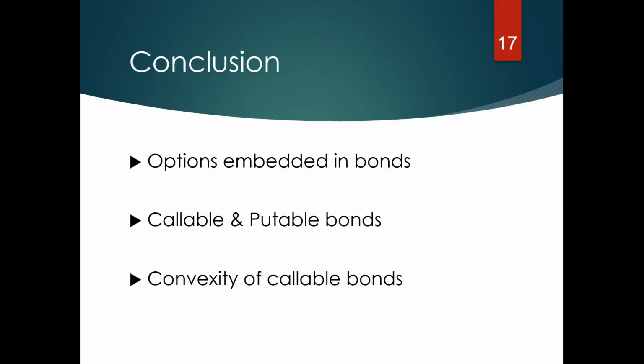Conclusion of this chapter: we saw options embedded in bonds. In particular, we saw callable and puttable bonds. We talked about the convexity of callable bonds, and we saw examples of how to price callable bonds.